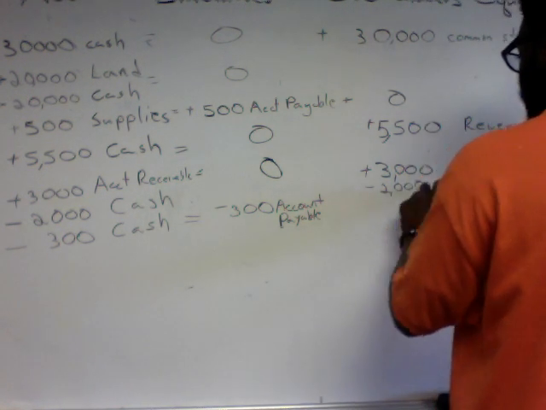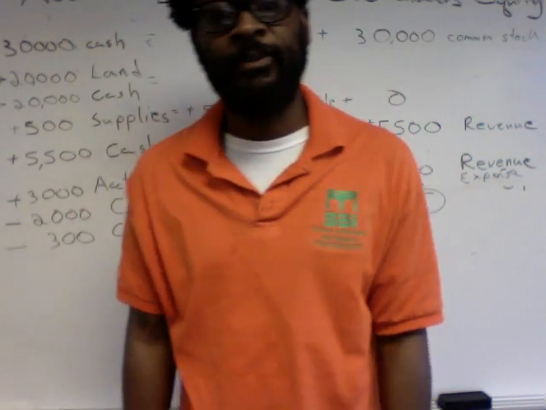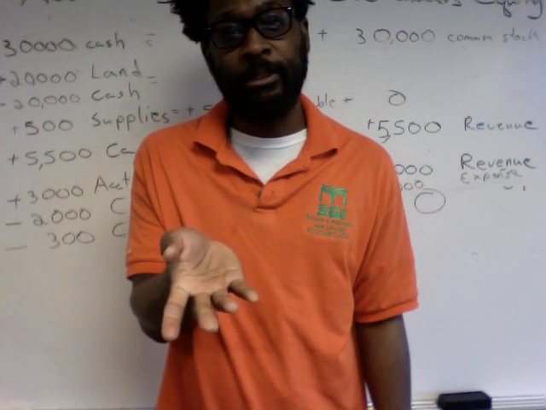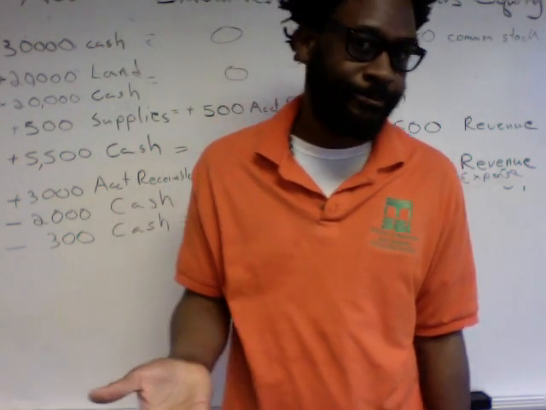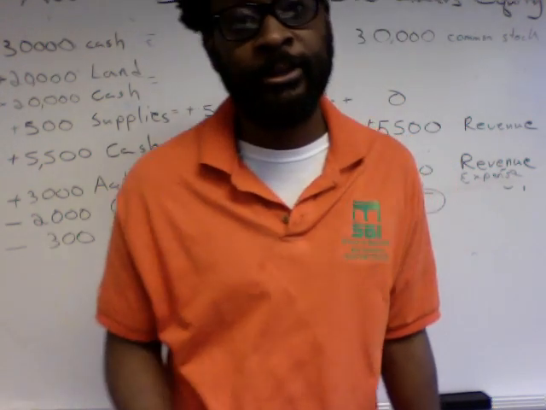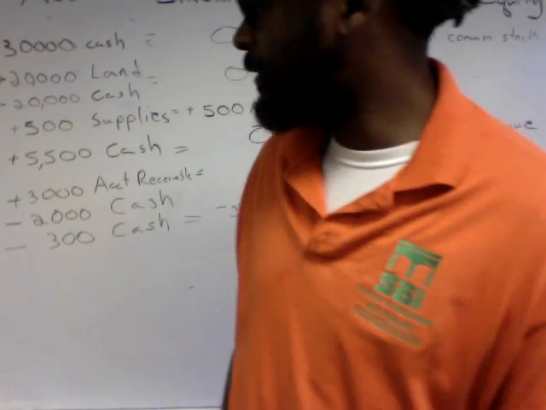And we have nothing affecting stockholders' equity when we pay on our account. What is stockholders' equity? Paid in capital, retained earnings. What's paid in capital? Common stock, preferred stock, issuing stock. What's retained earnings? Income. None of that happened when we paid on our account. Moving on to the next one.